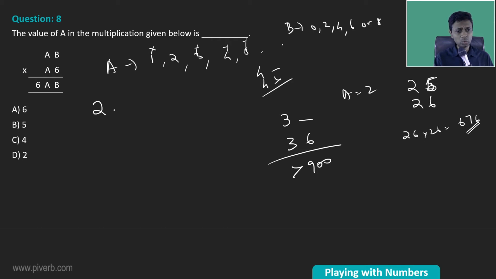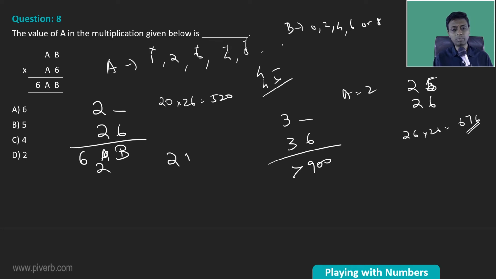We're looking at 2 something into 26 ending in 6AB. B could be 0, 2, 4, 6 or 8. 20 into 26 is 520. A is 2. We can put this also as 2. 2B into 26 is 62B. Go trial and error, nothing else. 20 into 26 doesn't work. 22 into 26.